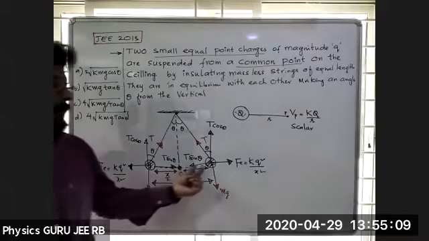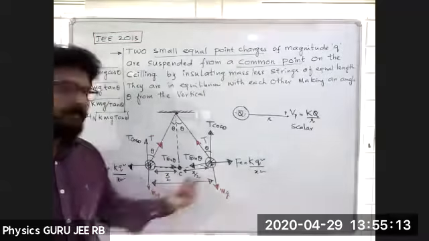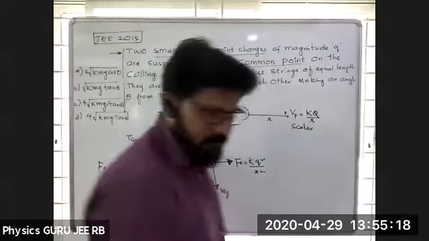Fine. So Fe is nothing but the force between these two charges, kQ square by x square. Is this diagram clear?